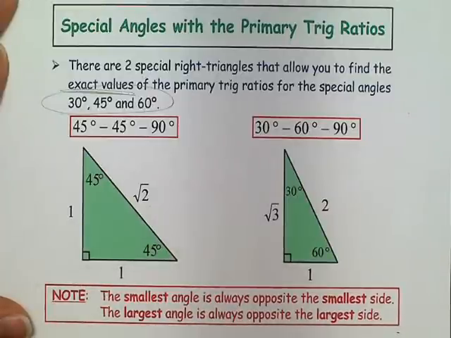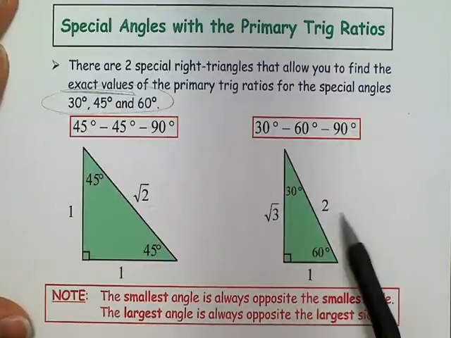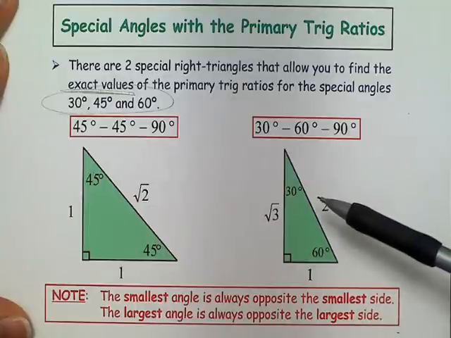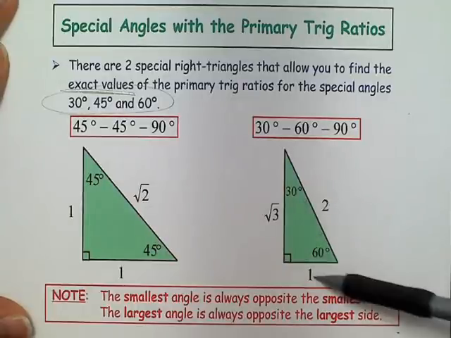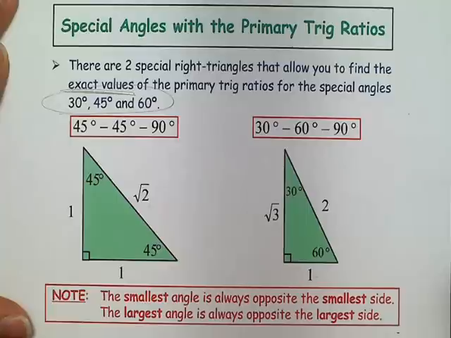Both of these triangles are special triangles. You will need to know them in order to solve some of the problems that we're going to be looking at. Typically you would use these when you are given an angle and you're asked to find a ratio that corresponds to either sine, cosine, or tangent. One way to remember which sides correspond to which angles, since it is important that you make sure the correct angle corresponds to the correct side that it's labeled with, is by remembering that the smallest angle is always opposite the smallest side, and the largest angle is always opposite the largest side.